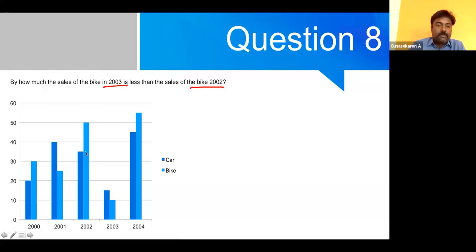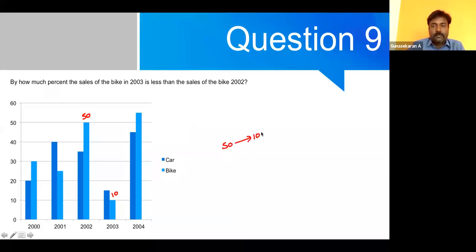2003, 2002 bike. How much less? $40 less. That's all. Same thing in value. You've done already one question like this. So that's it.